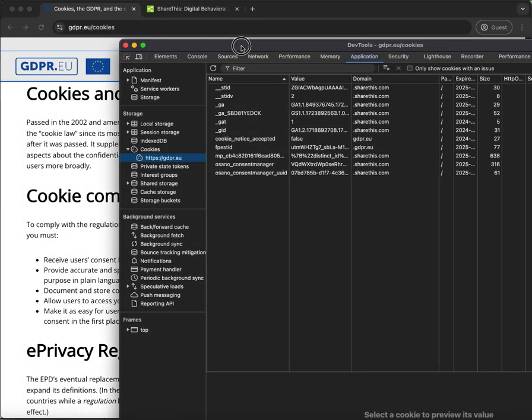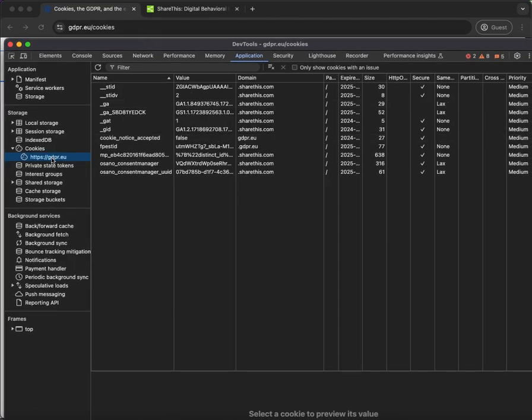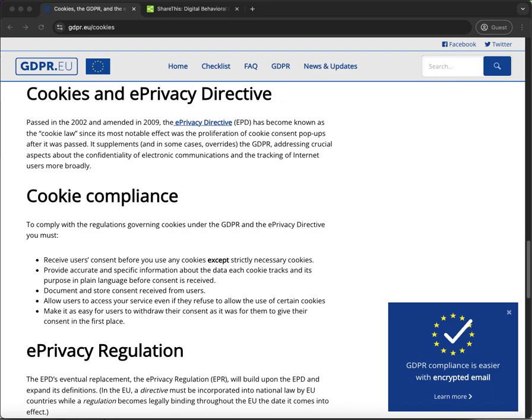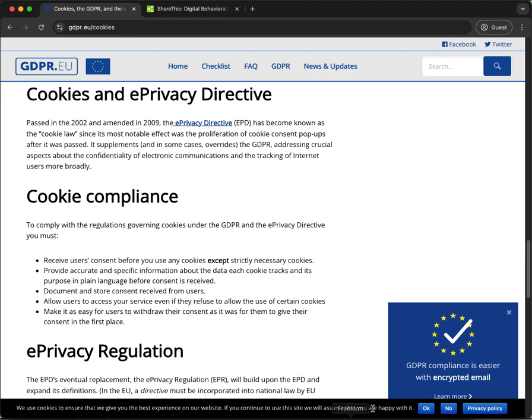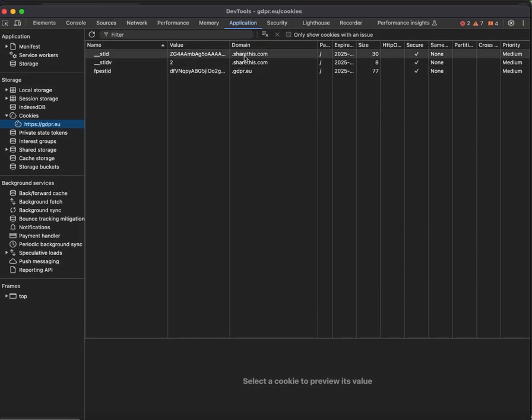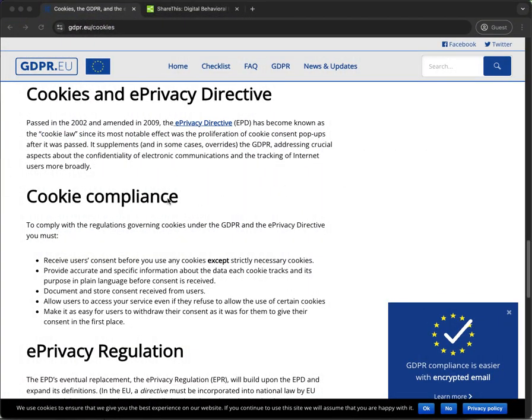What I might do, just to be sure that I didn't have these cookies here before I started, is clear all the cookies out and refresh the page. When I do this, the acceptance banner should come up again because it doesn't know that it shouldn't be there, because the cookies have been cleared. And guess what? The ShareThis is there. So the conclusion is that the GDPR page that explains the actual regulation and cookie compliance is non-compliant in the most serious way.